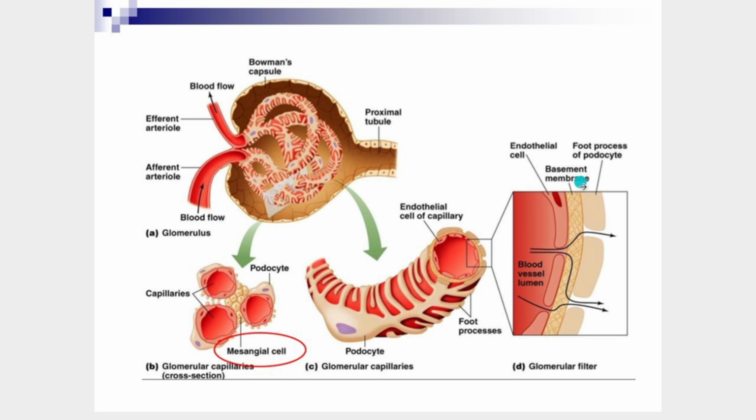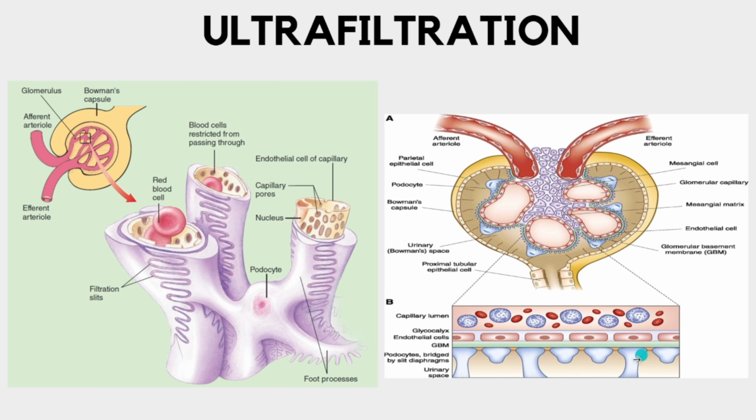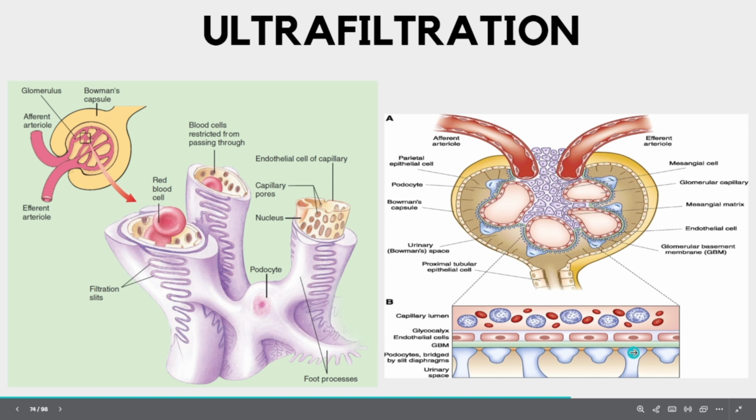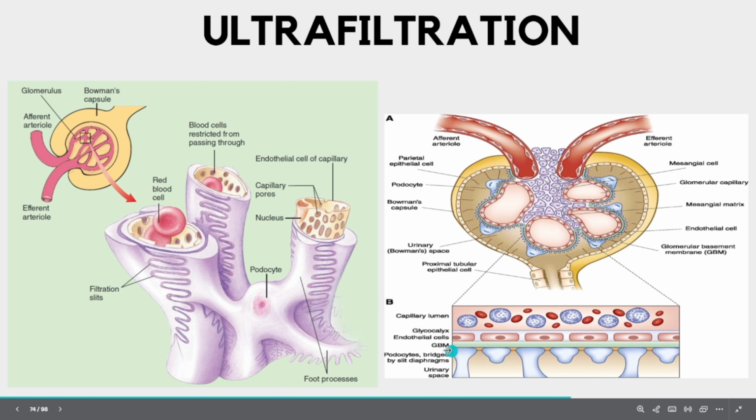So you can imagine that this is a foot process of the podocyte, and this is a filtration slit, so that components like glucose, amino acid, sodium, potassium, urea, and salt can all pass through from here. Similarly, this is a filtration slit, and this one is a podocyte. This is an endothelial cell membrane, and then this is the GBM, and then this is a podocyte.